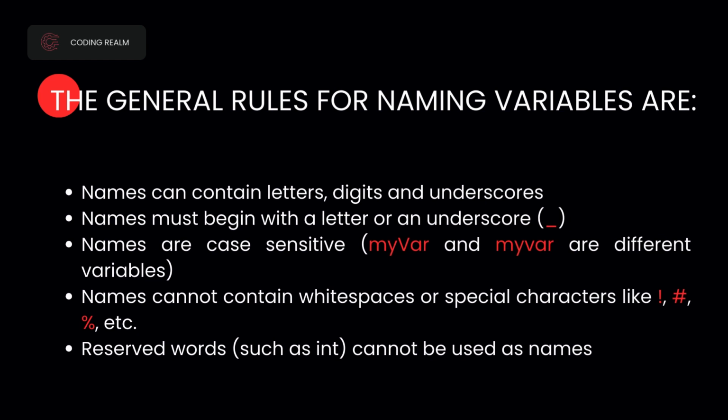Now let's talk about the rules for naming a variable. First, names can contain letters, digits and underscores. Second, names must begin with a letter or an underscore. Third, names are case-sensitive. myVar and myvar are different variables. Fourth, names cannot contain white spaces or special characters like hash, %, etc. Finally, reserved words, such as int, cannot be used as names.